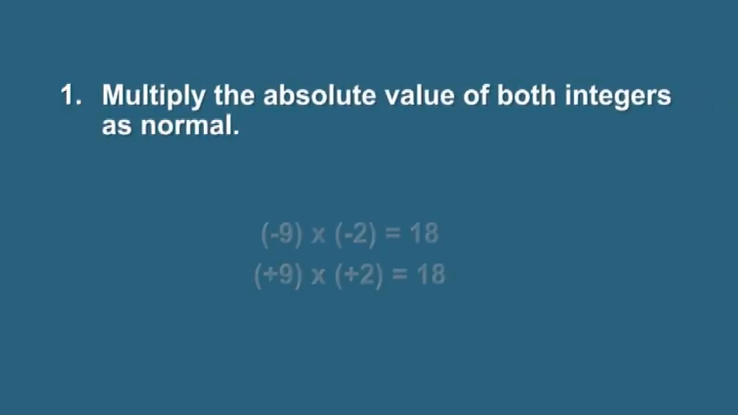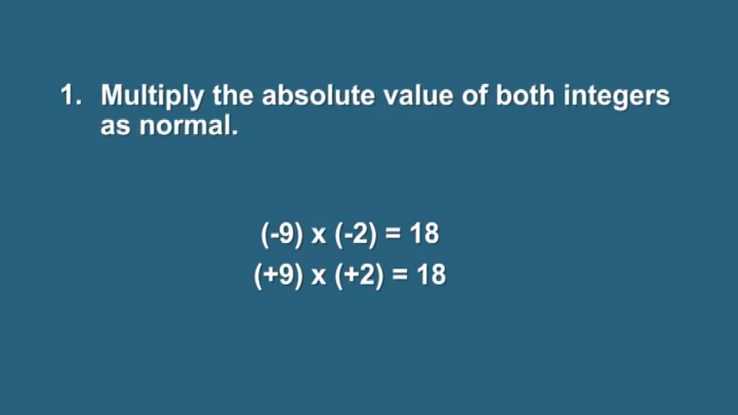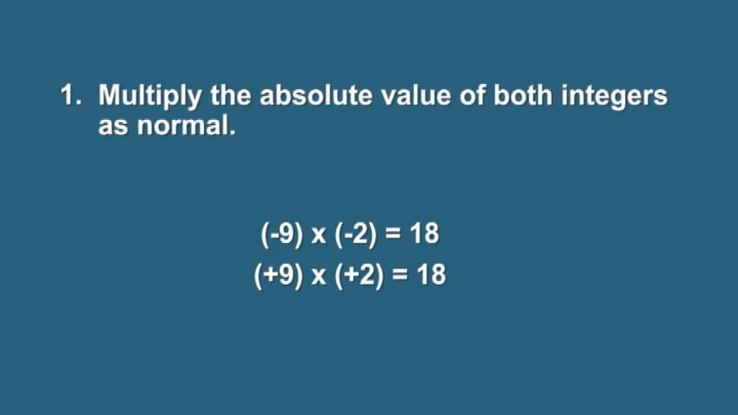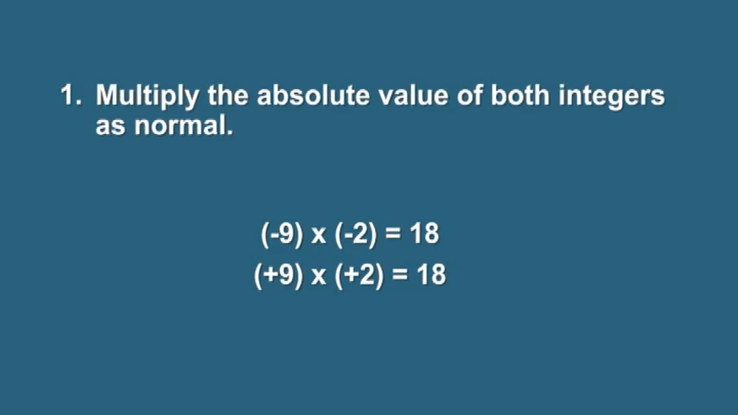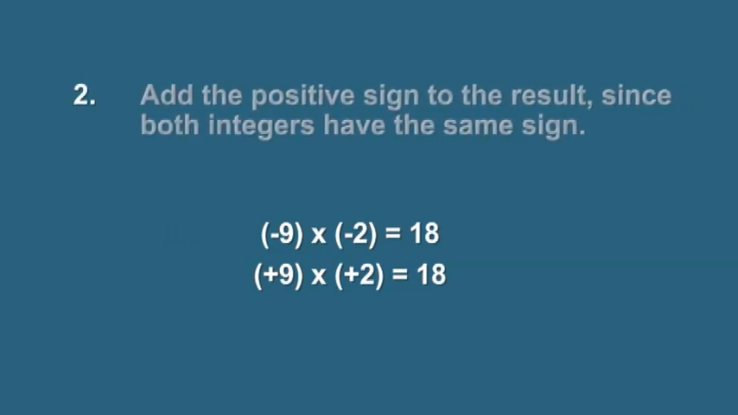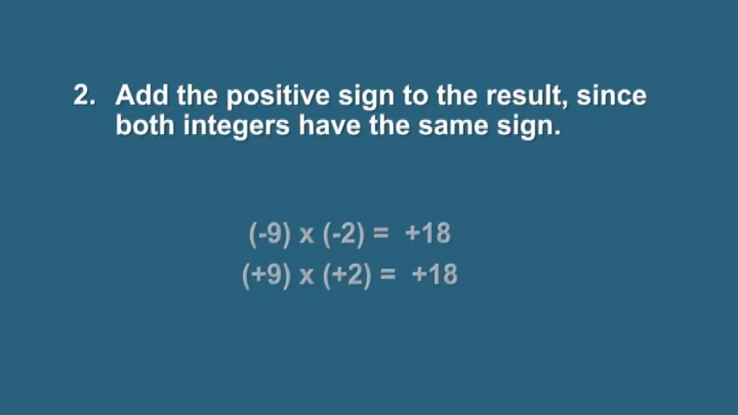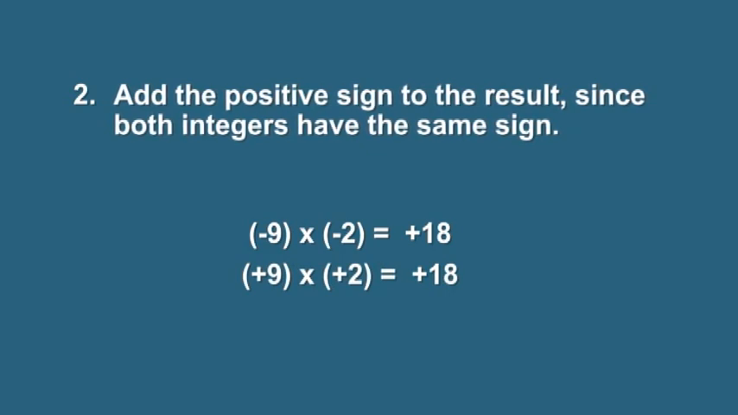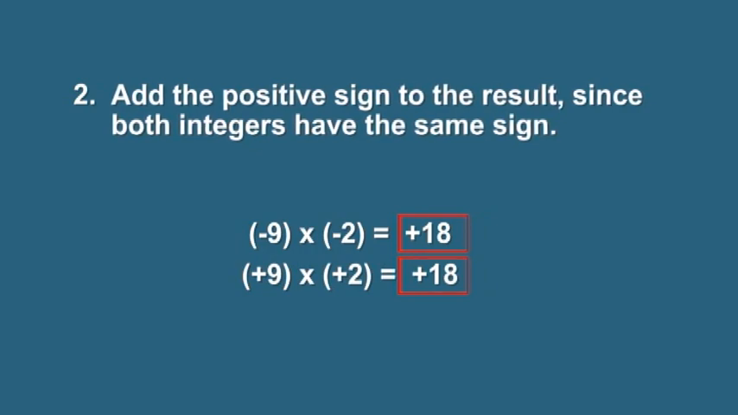Let's apply this to our first example. Step 1. Multiply the absolute value of both integers as normal. That's 9 times 2 equals 18 for either positive 9 and positive 2 or negative 9 and negative 2. Step 2. Add the positive sign to the result since both integers have the same sign. Therefore, our answer is positive 18.